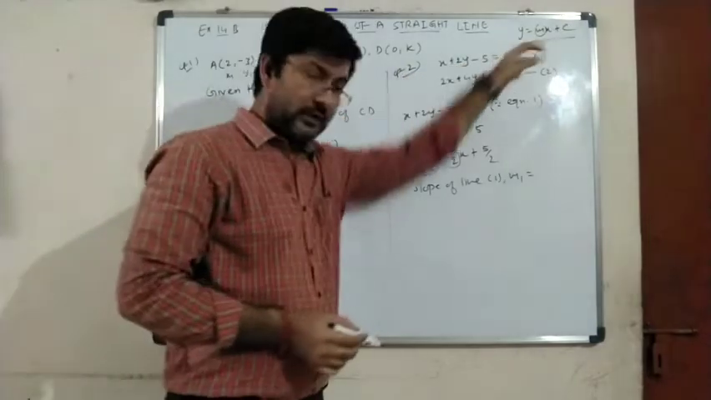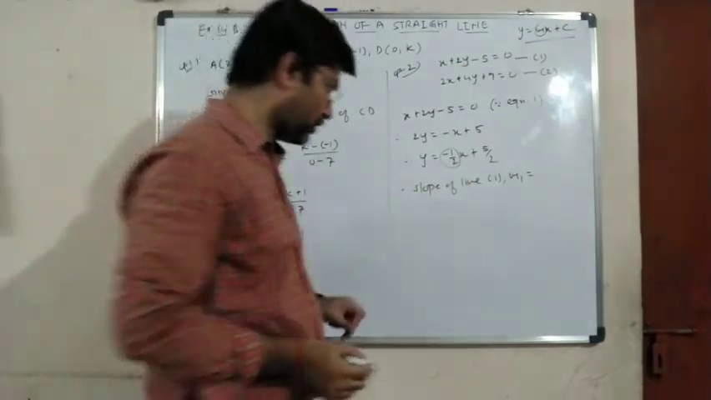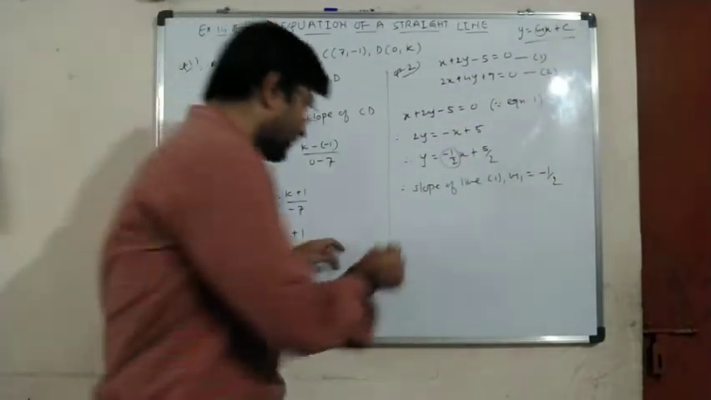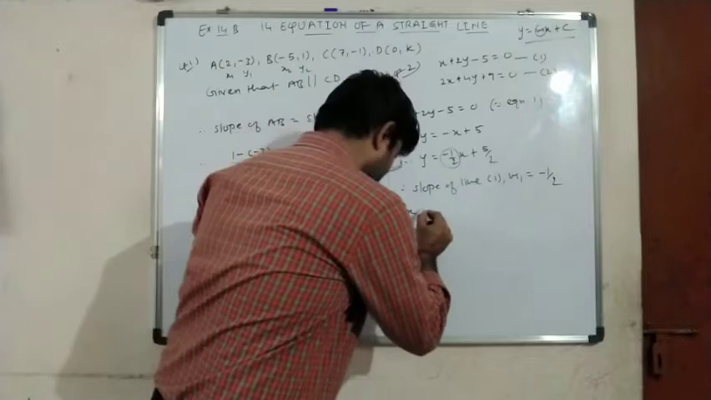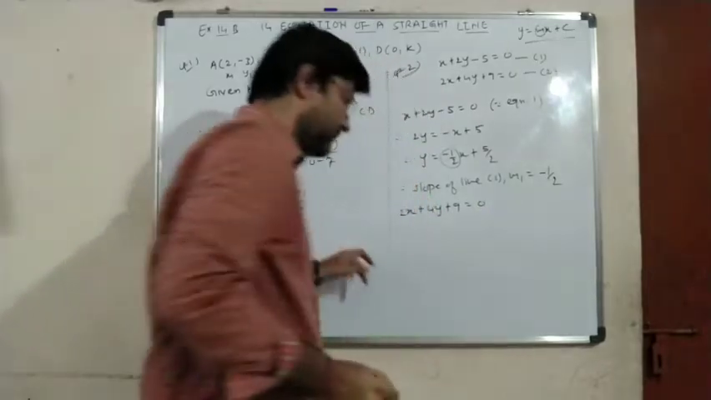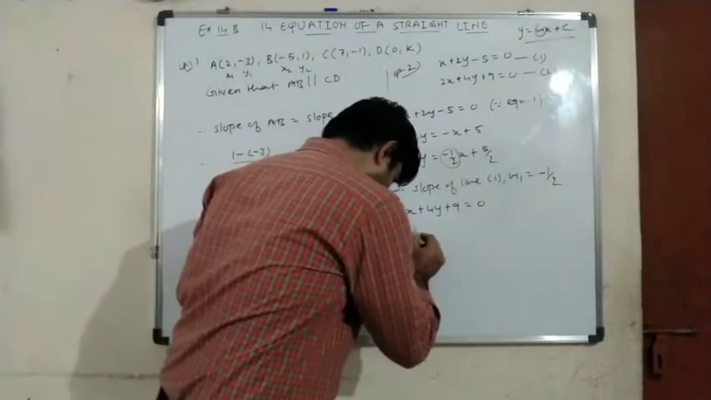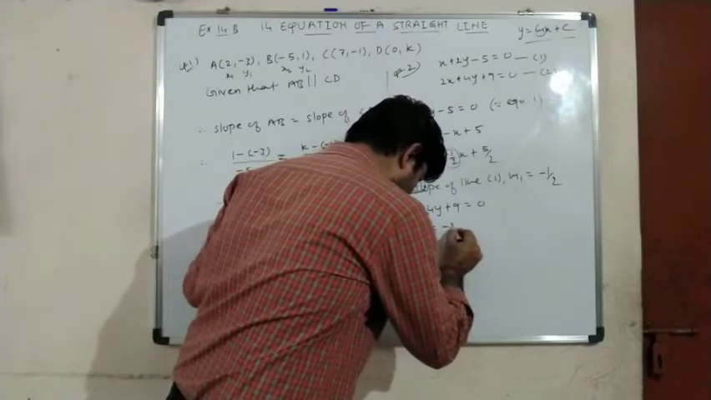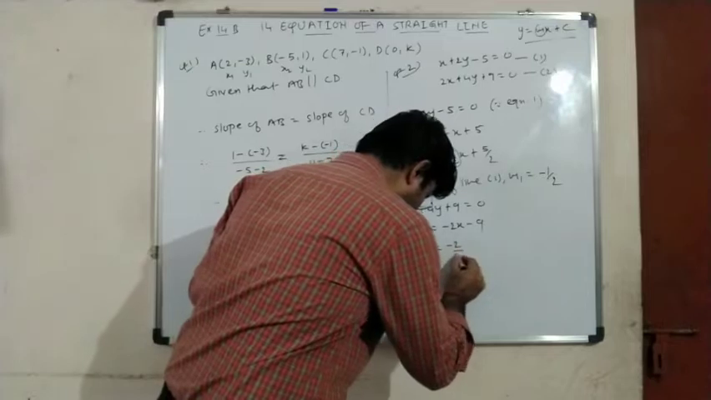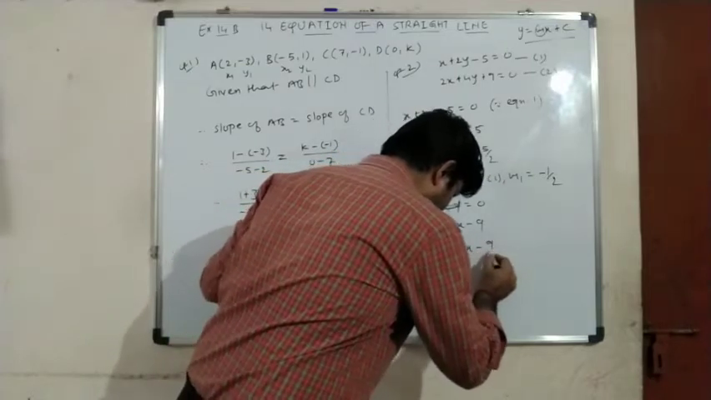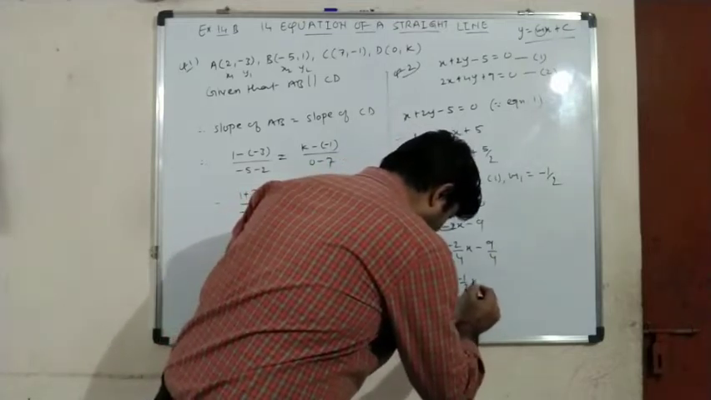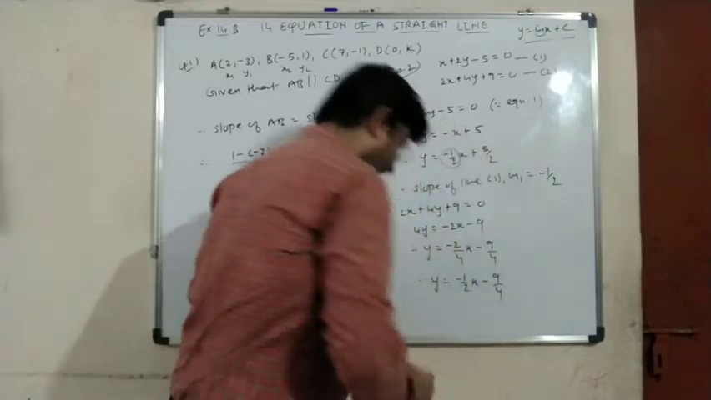Yes or no? m is the slope. So coefficient of x is your slope. So minus 1 by 2 is the slope of line 1. Now again let us write down the equation. 2x plus 4y plus 9 is equal to 0. Over here we'll make y the subject, so 4y is equal to minus 2x minus 9. Therefore y is equal to minus 2 by 4 x minus 9 by 4. Therefore y is equal to minus 1 by 2 x minus 9 by 4.